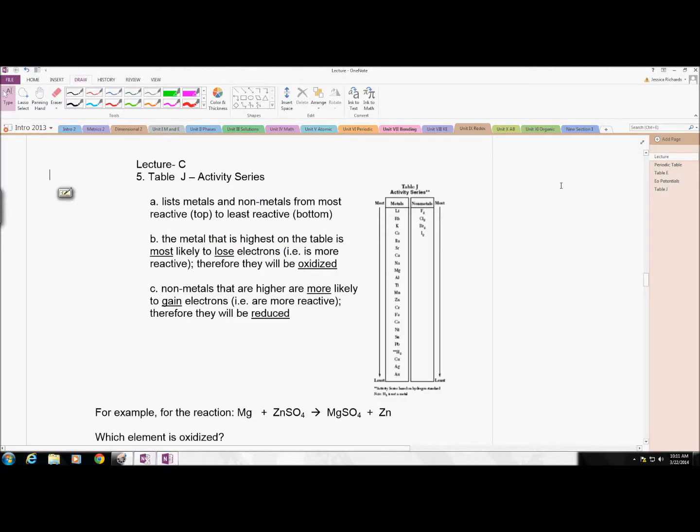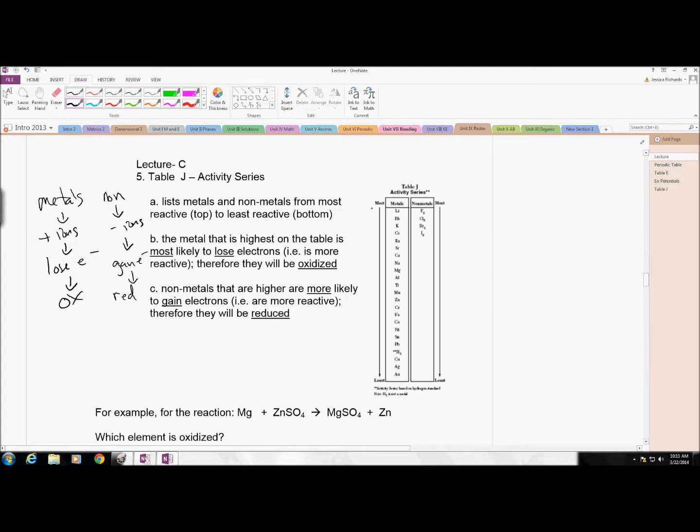If you take out your reference tables and open to reference table J, we're going to start by talking about how we can use reference table J to decide what's going to be oxidized and what's going to be reduced. So to review really quick, you know that metals make positive ions. You make positive ions by losing electrons. So what we know from redox oil rig, oxidation is loss. This must be oxidation. Nonmetals tend to make negative ions. You make negative ions by gaining electrons. Therefore, we know that nonmetals are typically reduced.